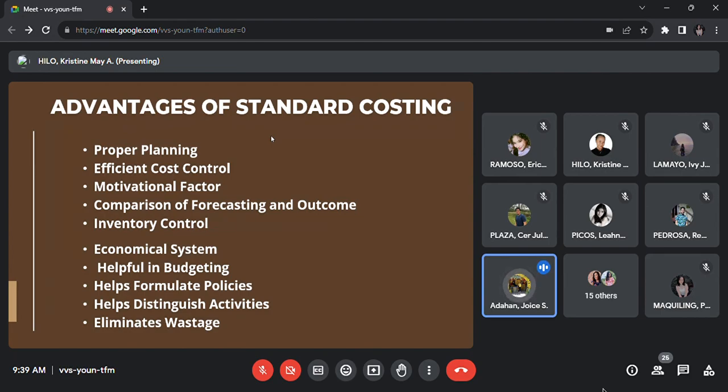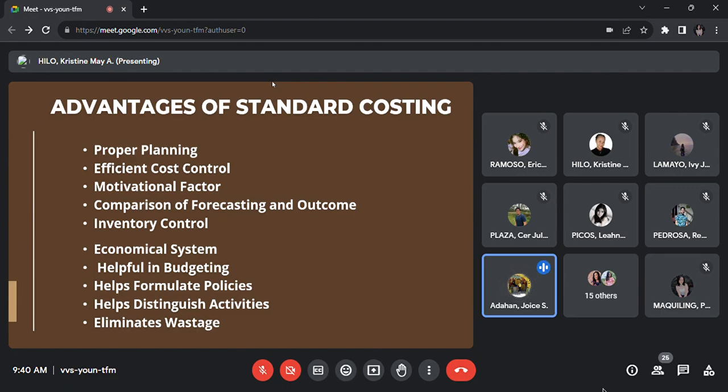Second is efficient cost control. Efficient cost control is optimizing production processes, reducing material waste, and improving operational efficiency. Third is motivational factor. Motivational factor, the set of needs that explain the behavior of people. Fourth is comparison of forecasting and outcome. Next is inventory control. Inventory control, the process of ensuring the right amount of supply is available in an organization.